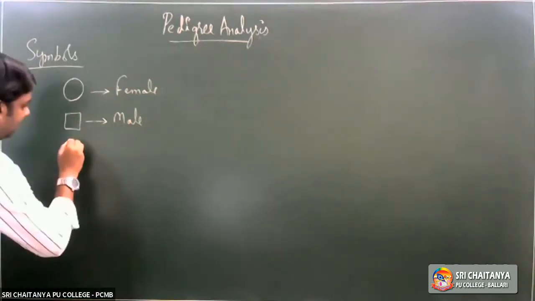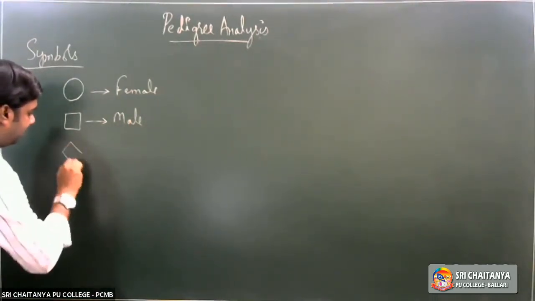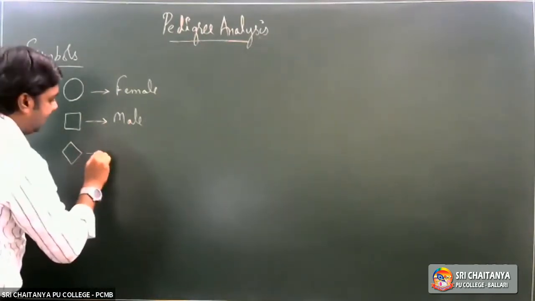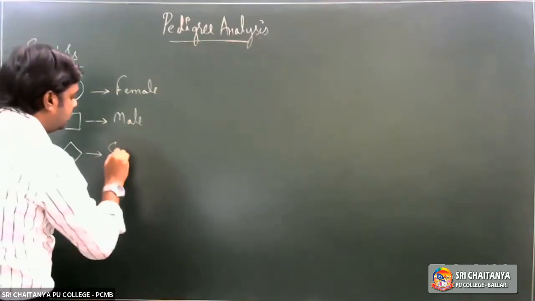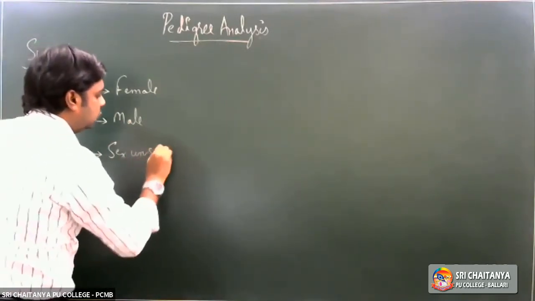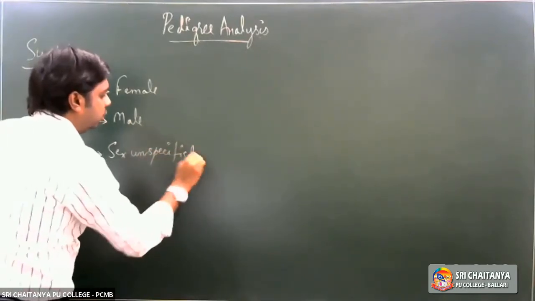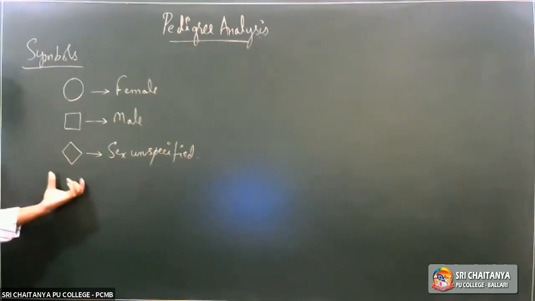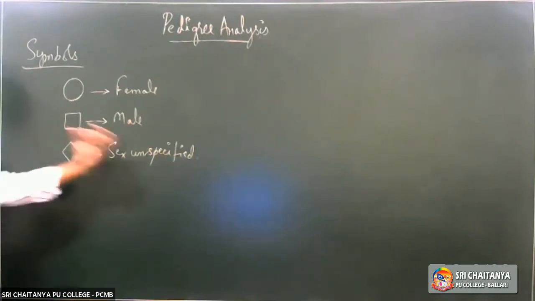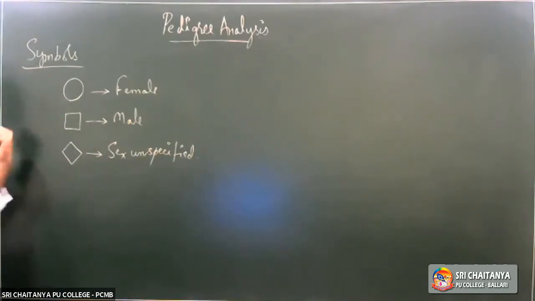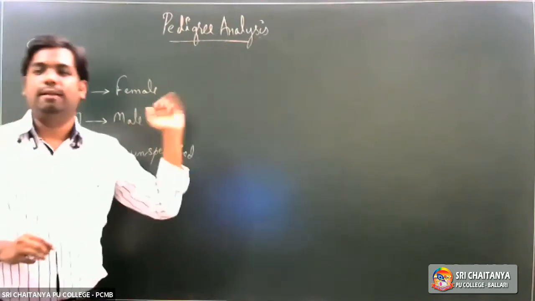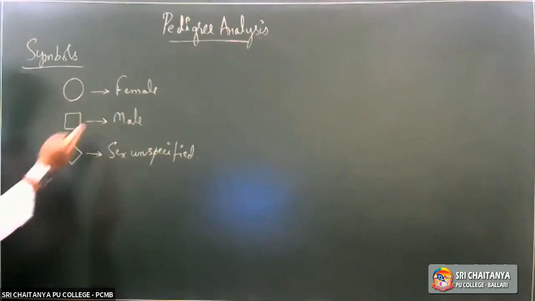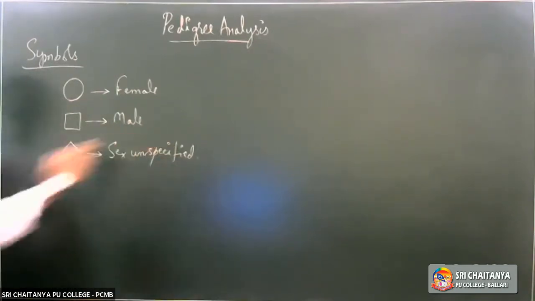Sometimes you have a symbol which is a diamond shaped symbol, right? If this symbol is present, that indicates that the sex is unspecified. So if you find this sort of symbol in a pedigree chart, it shows that the sex of this particular individual is not specified. We don't know whether it is a male or a female. So circle, female; square, male; a diamond shaped structure, sex is unspecified.